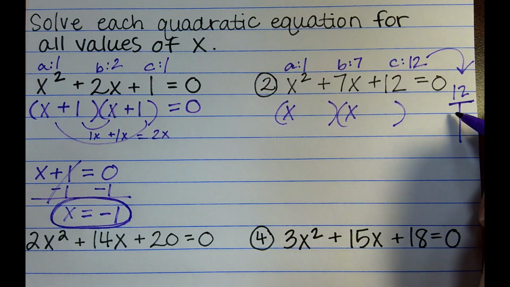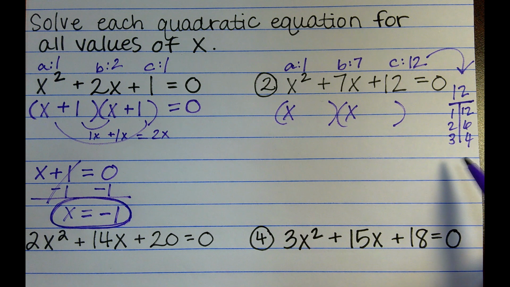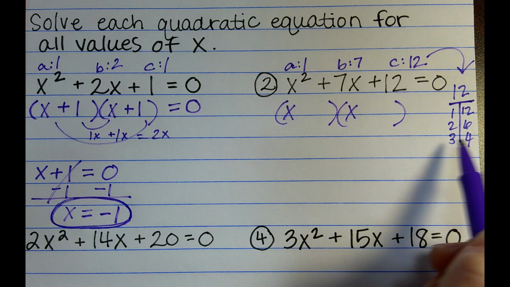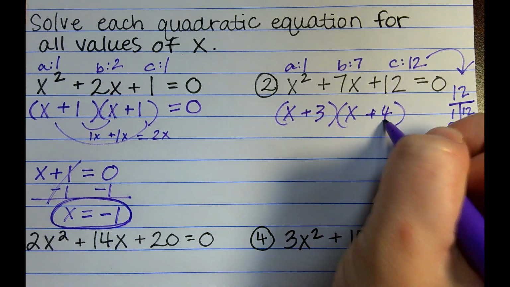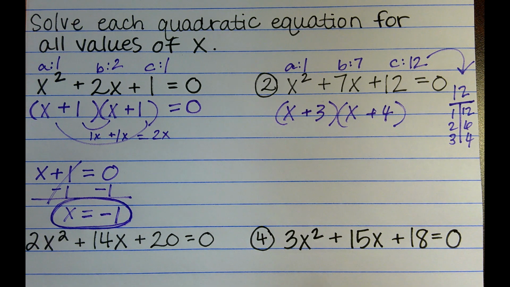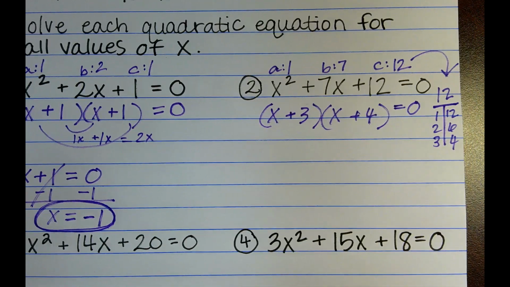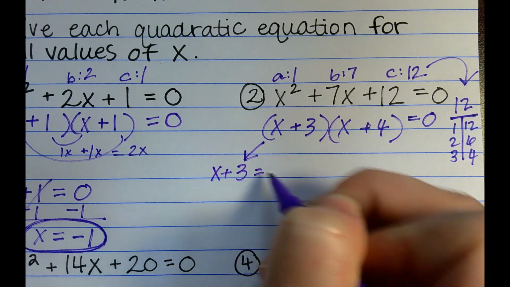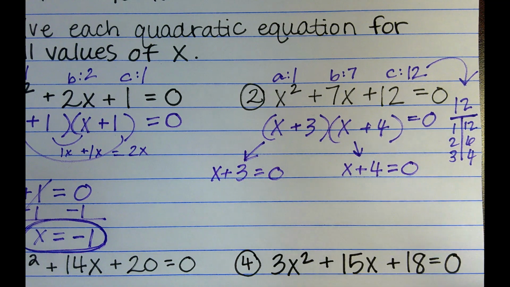Okay, factors of 12. What do we have? 1 and 12. 2 and 6. 3 and 4. How do we know when we have our answer? When they add up to 7. 3 plus 4 equals 7. So that's our numbers. X plus 3, X plus 4. Now I want to solve for the values of x. This is an equation. So let's do that. We'll pull these out. X plus 3 equals 0. X plus 4 equals 0. This time we do have 2 answers.